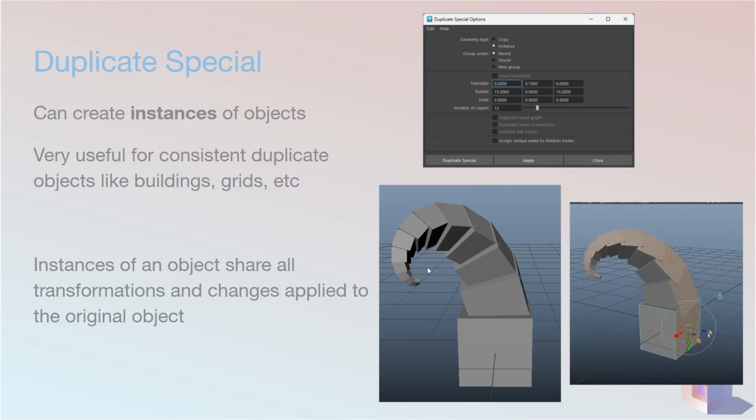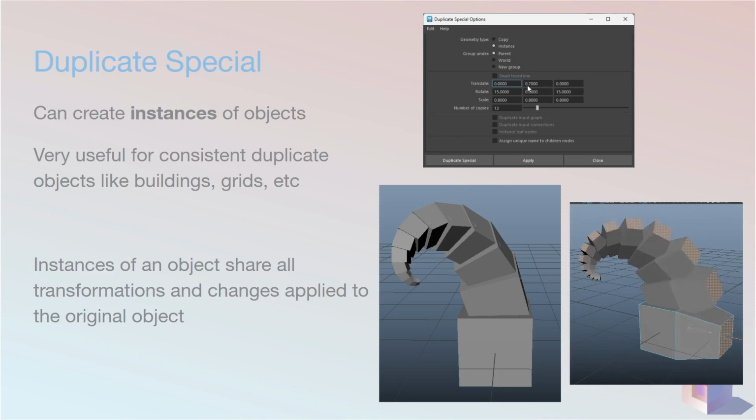Next is duplicate special. Duplicate special is very useful for creating instances of objects. One important thing is that an instance is not a copy. Instances basically share all attributes that the base mesh also shares. For example, in this object right here, if I select this edge, then it also selects all the instances of it, and any changes I make to this original one will basically also affect all of the instances.